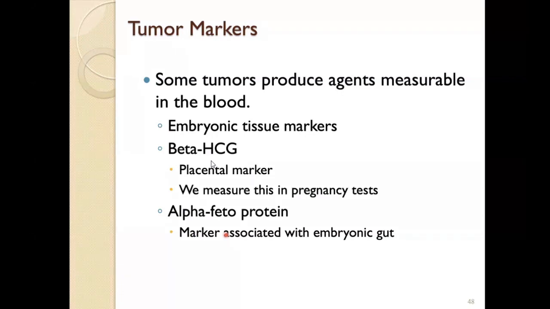This is the one used for the pregnancy test. So when it is detectable, it means the person is pregnant, in the normal ranges. When the ranges are higher than normal, you think about a more invasive tumor. When the levels are too increased, then think about choriocarcinoma. Alpha-fetoprotein is associated with the embryonic gut or gastrointestinal tract.